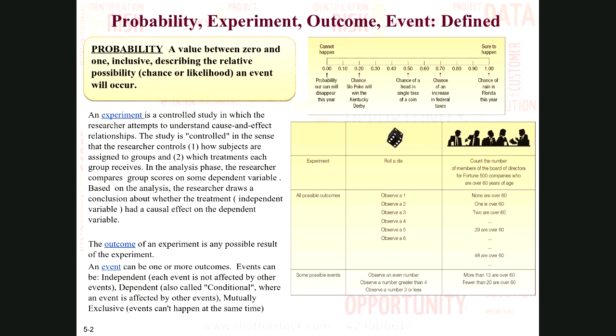So, probability, experiment, outcome, event. Probability is a value between 0 and 1, inclusive, describing the relative possibility, which is the chance or likelihood, that an event will occur.